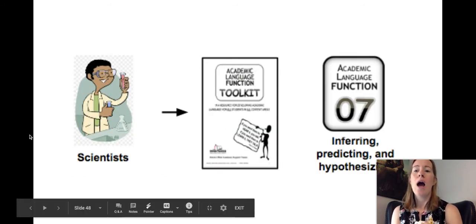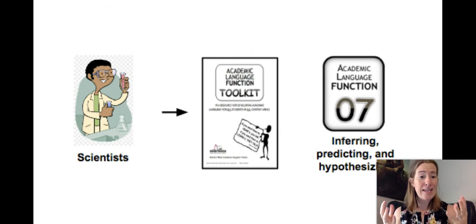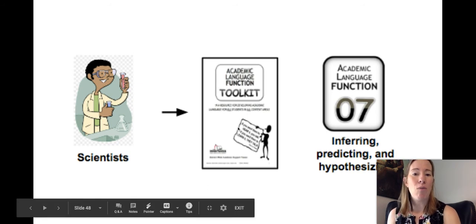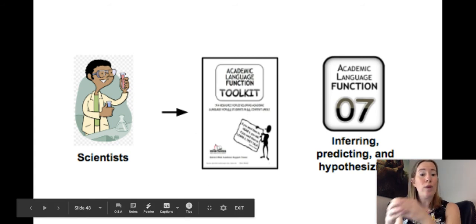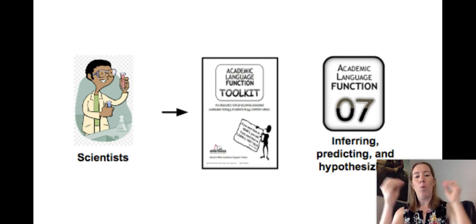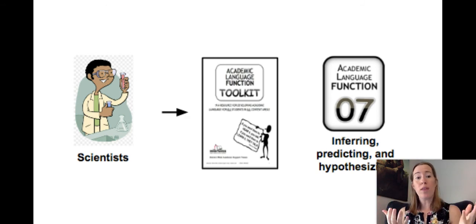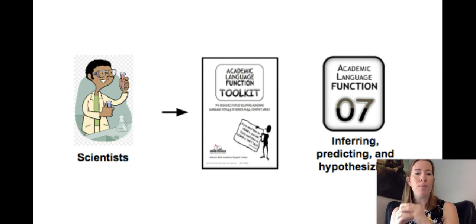All right, so obviously, I want my students to be scientists. We're in our science classroom. We're talking about climate change. I can use that academic language function toolkit as a resource to help me figure out one language function or more than one that's really going to support my students.